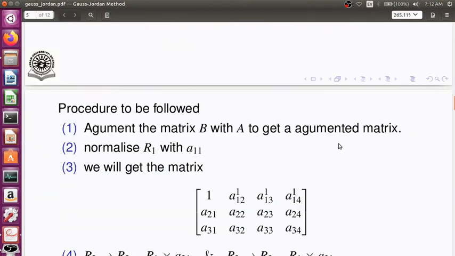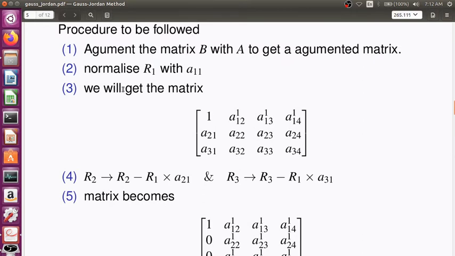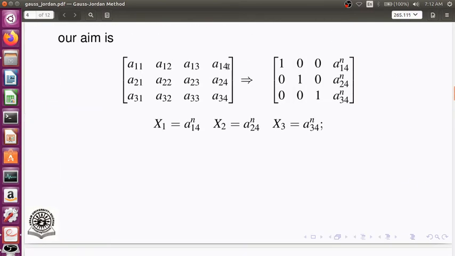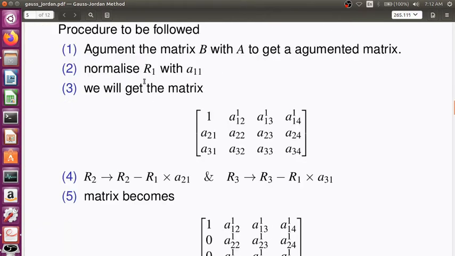So what are the procedures that need to be followed? The first procedure is to augment matrix B with matrix A, and we get an augmented matrix. That we have done. Then we normalize row 1 with A11, the first element of the first row, first column. Then it will become 1, A121, A131 and A141. These elements are different from A12. That's why the first operation has been implemented, and the other row elements will remain as they are.